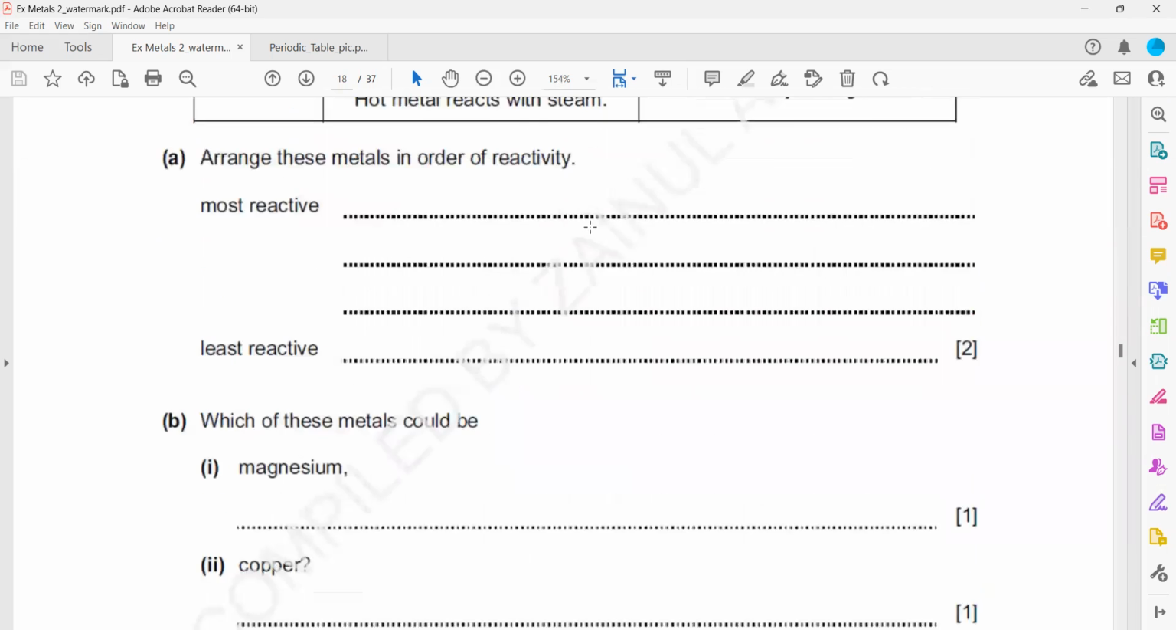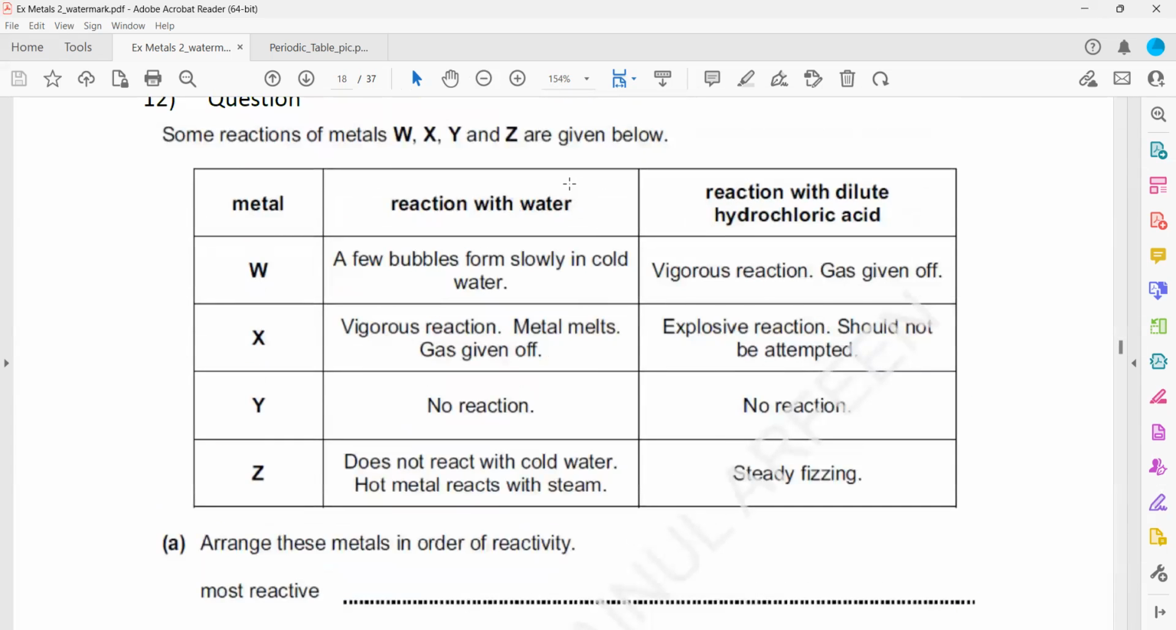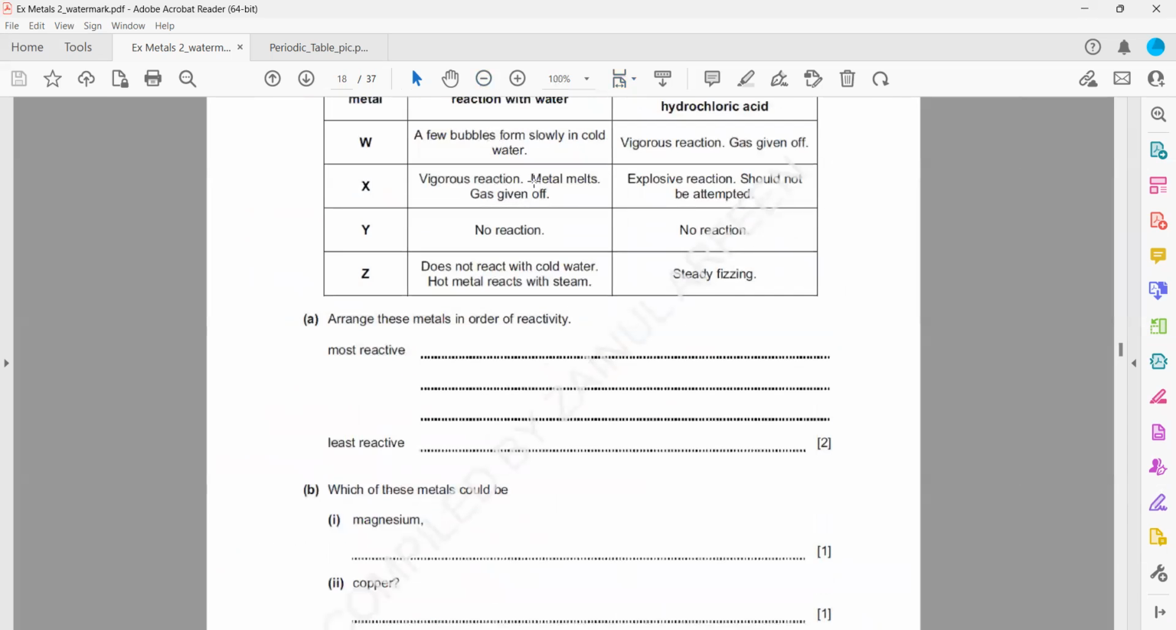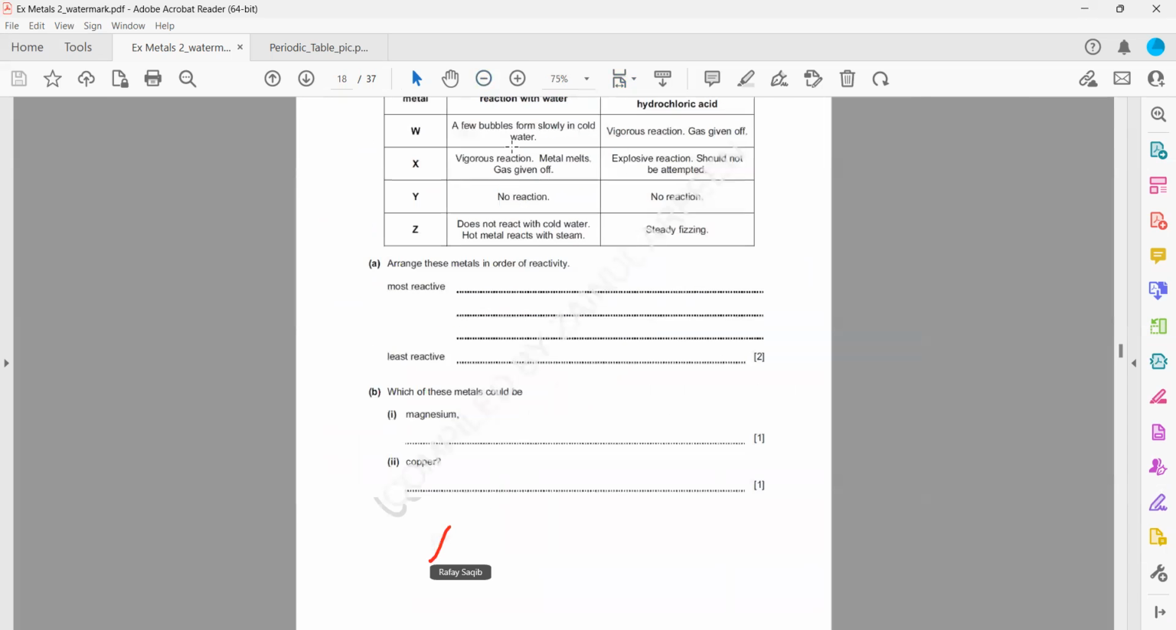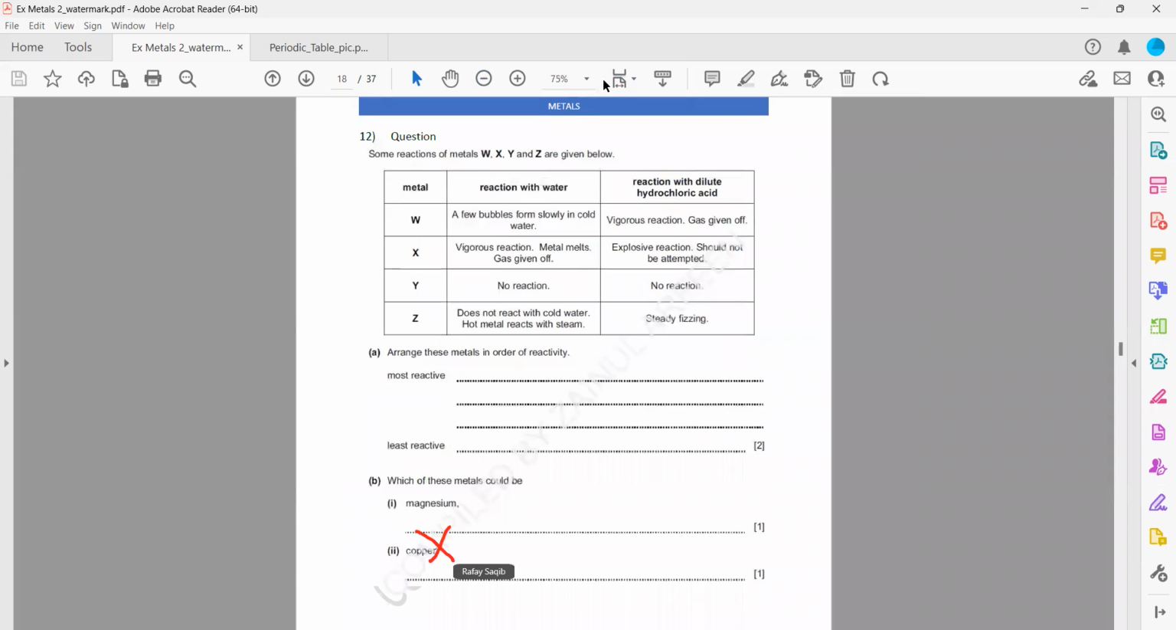Which metal could be magnesium? We have different metals, which you can think could be magnesium and which is copper. Just a minute, I will zoom out so you can use screen annotation. Now, which one do you think is magnesium? The correct answer: magnesium is actually W and copper is Y.